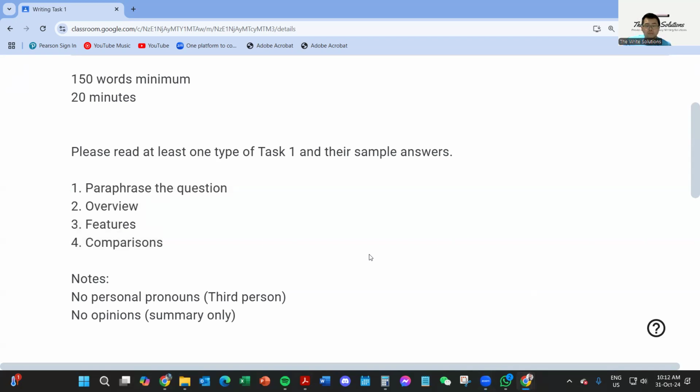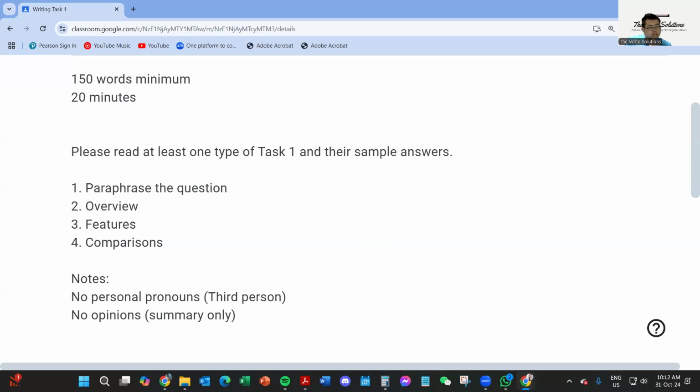It's 150 words minimum, which means that you can go over, but remind yourself you only have 20 minutes. So please, if you do have extra time, you would probably use it for writing task 2 as it's worth more. Another tactic or strategy that you can use is that you can start writing task 2 before writing task 1, because writing task 2 is worth more.